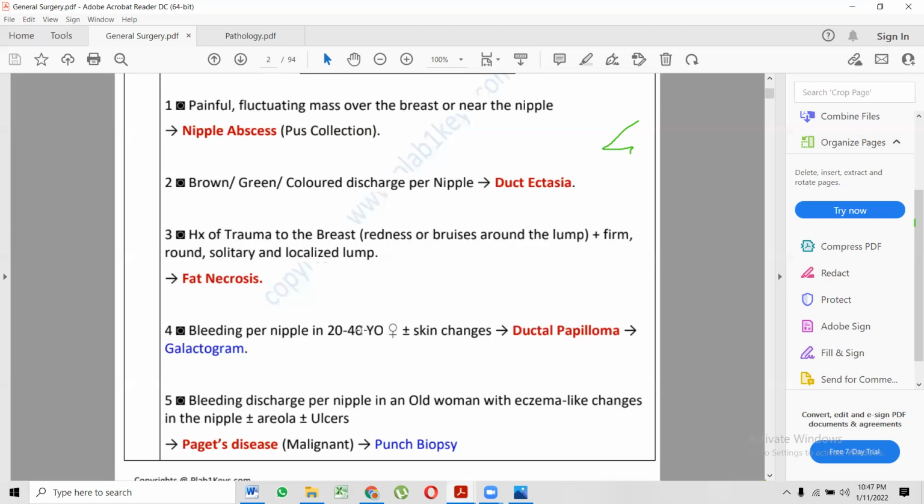And breast cancer is less common in this age duration. So these are the hints on the basis of which you can specifically pinpoint towards breast carcinoma.